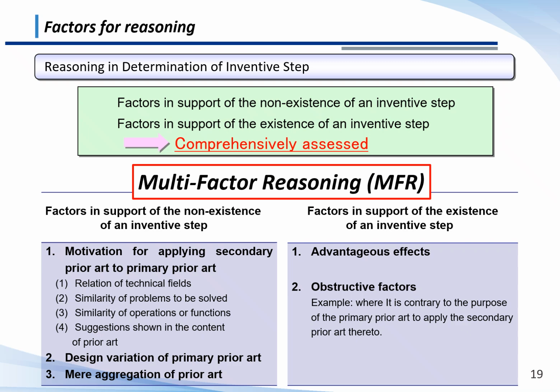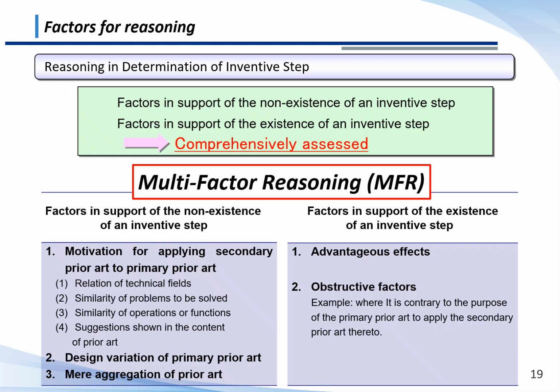Second, if a person skilled in the art would arrive at the claimed elements that correspond to the differences between the claimed invention and the primary prior art starting from the primary prior art through mere design variation etc., there is a factor in support of the non-existence of an inventive step. Third, mere aggregation of prior art is a factor in support of the non-existence of an inventive step.